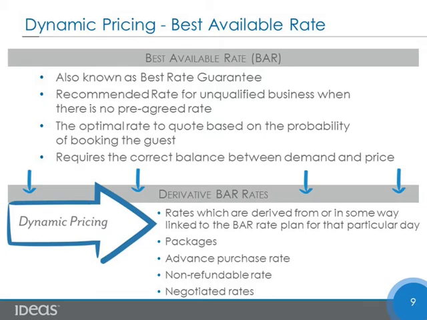But having one best available rate may not be enough to capture all the customers in your market segmentations. That's why we come up with derivative best available rates. Those rates are above or below the best available rate and are derived from or in some way linked with the best available rate for that particular day. So if there are any changes to the best available rate, it affects those rates too. Typical rate plans include value-added package rate, advance purchase rate, non-refundable rates, and negotiated rates.